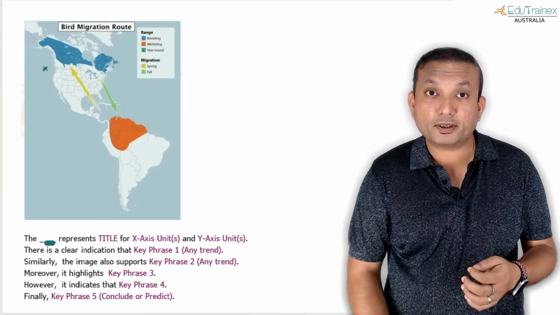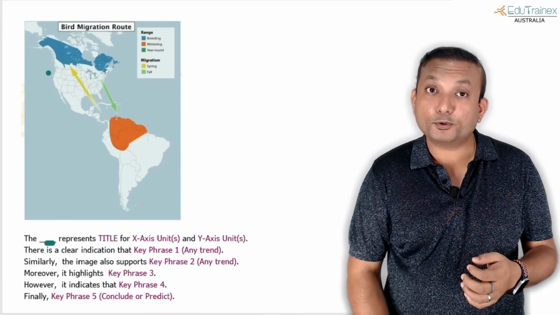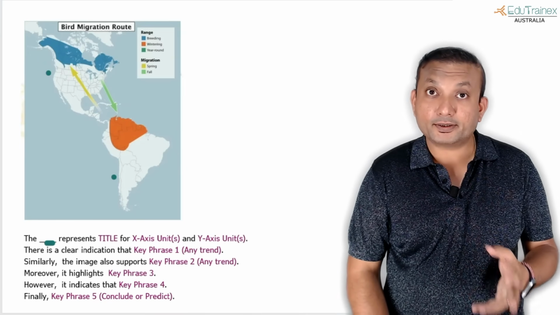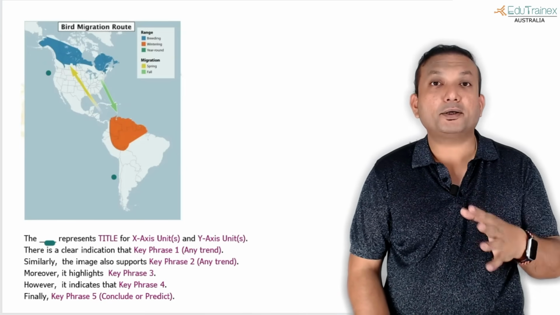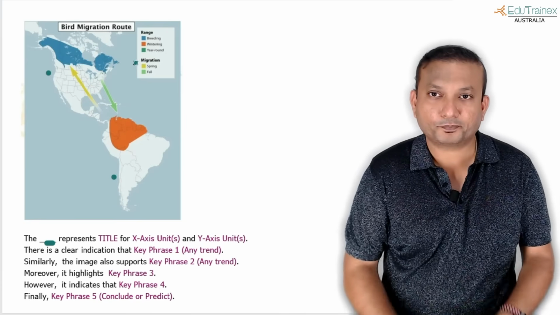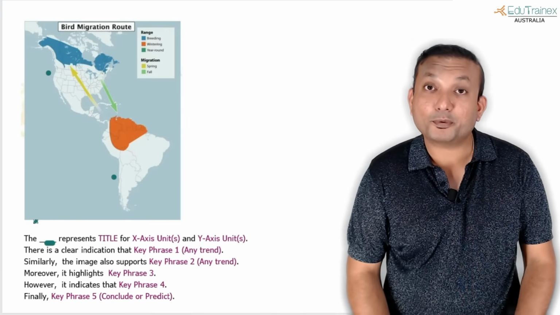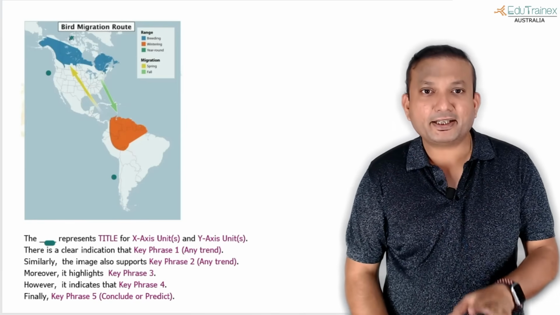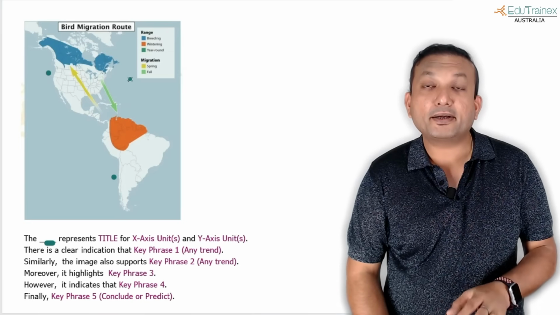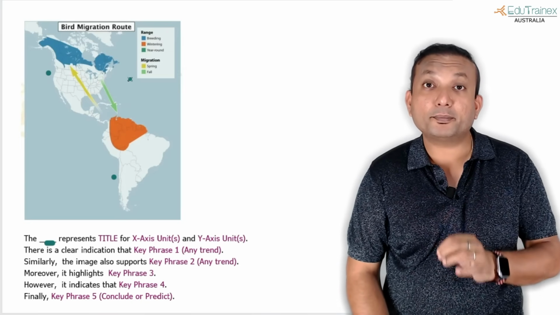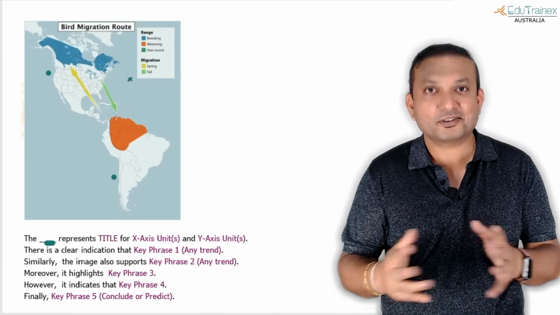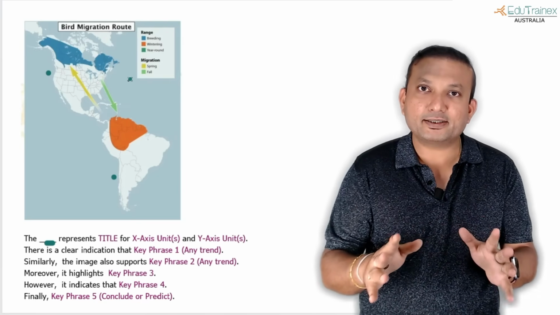Title is over here, bird migration routes, and then I observe two continents here, North America and South America, so I can use that in my introduction to make it a perfect one. And then maybe I can talk about different seasons as well. So I will say the map represents the bird migration route between North and South America for different seasons. That becomes my introduction.